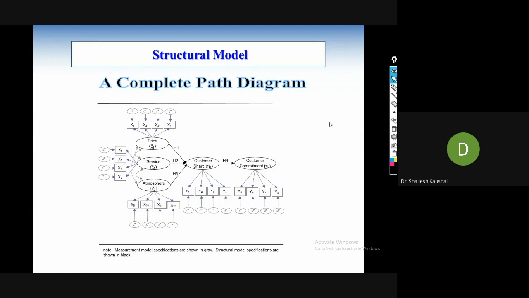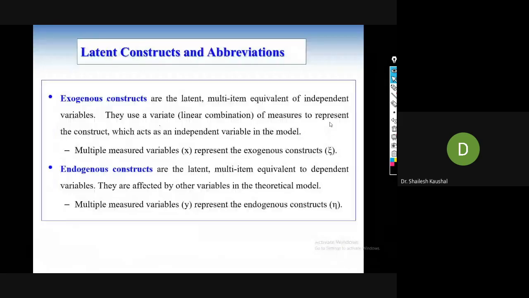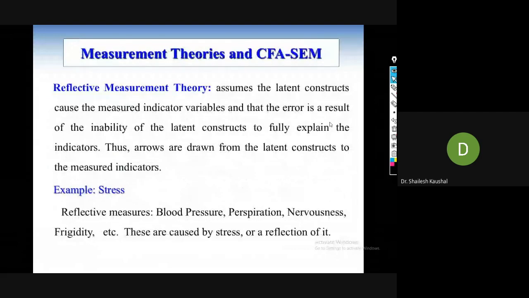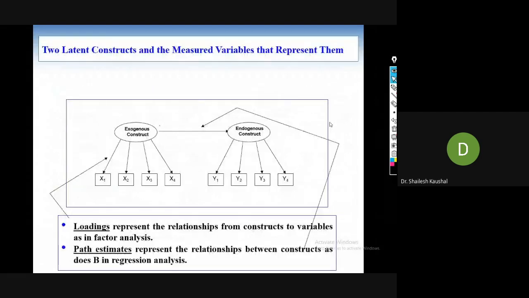Now after that, the observed variable stress, there are two types of model. Now latent construct, so there are two types of construct. I told you one is exogenous construct. Exogenous means independent: X1, X2, X3, X4. Endogenous means the combination of Y1, Y2, Y3, Y4. Two latent constructs and measured variables are represented.